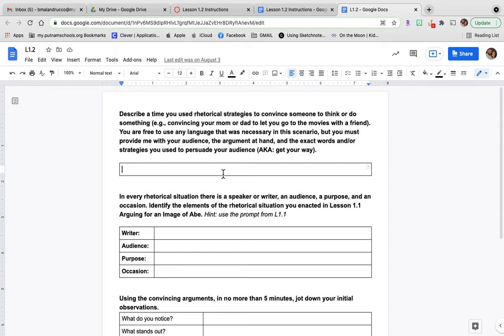Tell me a real story that actually happened where you used rhetorical strategies. You changed your tone. You did dishes. You approached your mom at a certain time of day because you knew she'd be more apt to let you do something. Give me a situation where you got your way because of the way you spoke or the way you handled the situation. When you're done with that, come back into the instructions.